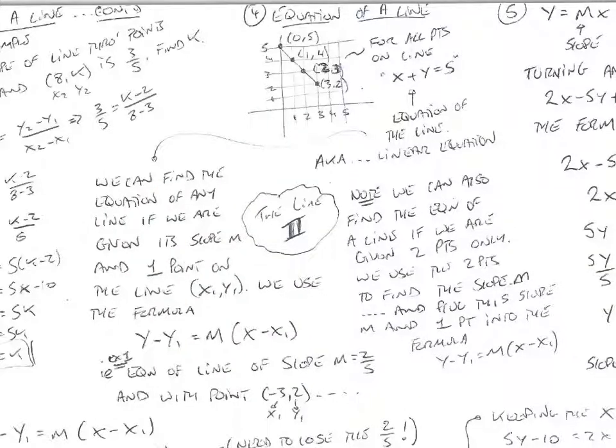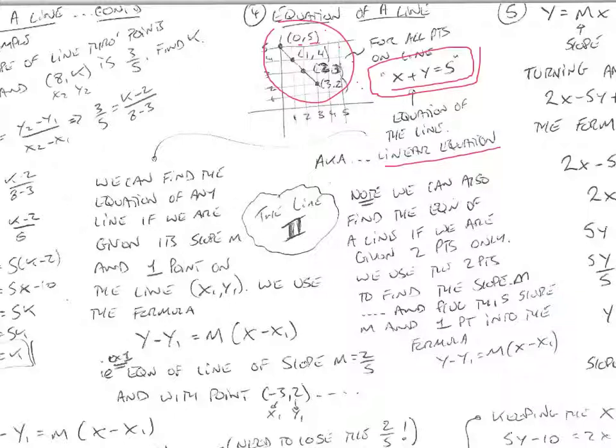Let's look at this line here. It's a line with 4 points: (0, 5), (1, 4), (2, 3), and (3, 2). If you notice, for all of these points, the x value plus the y value is equal to 5. That is the equation of the line, and this equation is known as a linear equation.